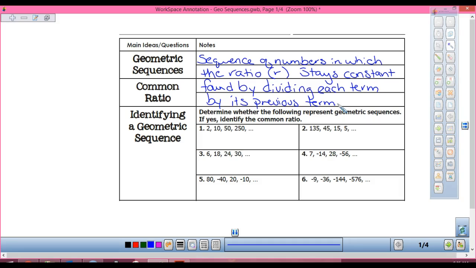Okay, so in number one, is that a geometric sequence? Are they multiplying each time? They are, right? And what are they multiplying by? 5. So our R, we're going to write R equals 5, because they're multiplying each time by 5.